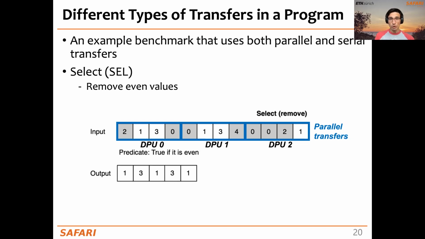However, the output of the select operation will have different size depending on the values in the input array. What that means is that the size of the output in each DPU might change from DPU to DPU. That's the reason why we have to use serial transfers for this particular workload, for the retrieve operation, the copy from DPU to CPU of the output results.